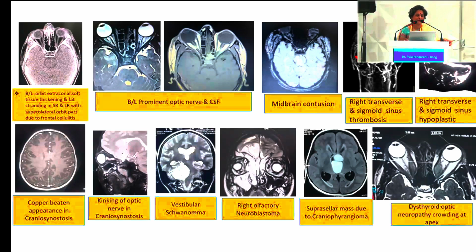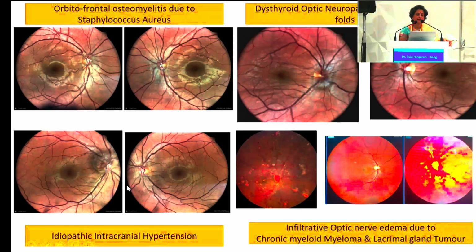These are the rough MRI pictures. Here you see everything ranging from infection, IIH, there's a midbrain contusion here, there is a sigmoid thrombosis, hyperplasia, this thyroid, and these are all tumors, right from schwannoma to neuroblastoma, we had a whole range of them. Craniosynostosis would show some sort of a copper-beaten appearance and kinking of the optic nerve. Again, these were the fundus pictures: the infective causes, some dysthyroid, the infiltrative and the unilateral, some of them local causes.